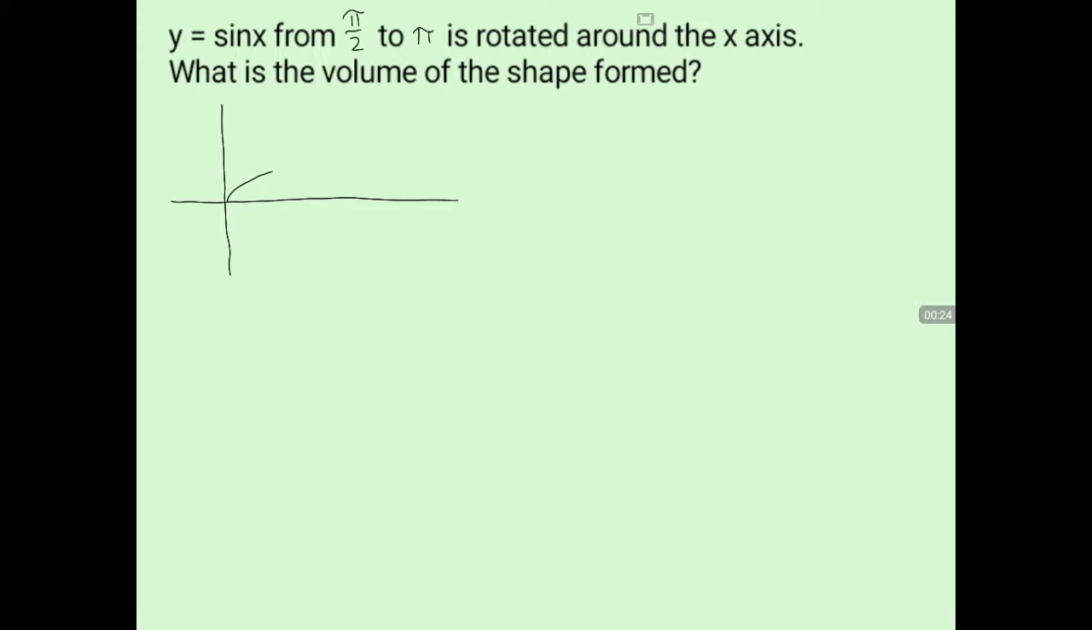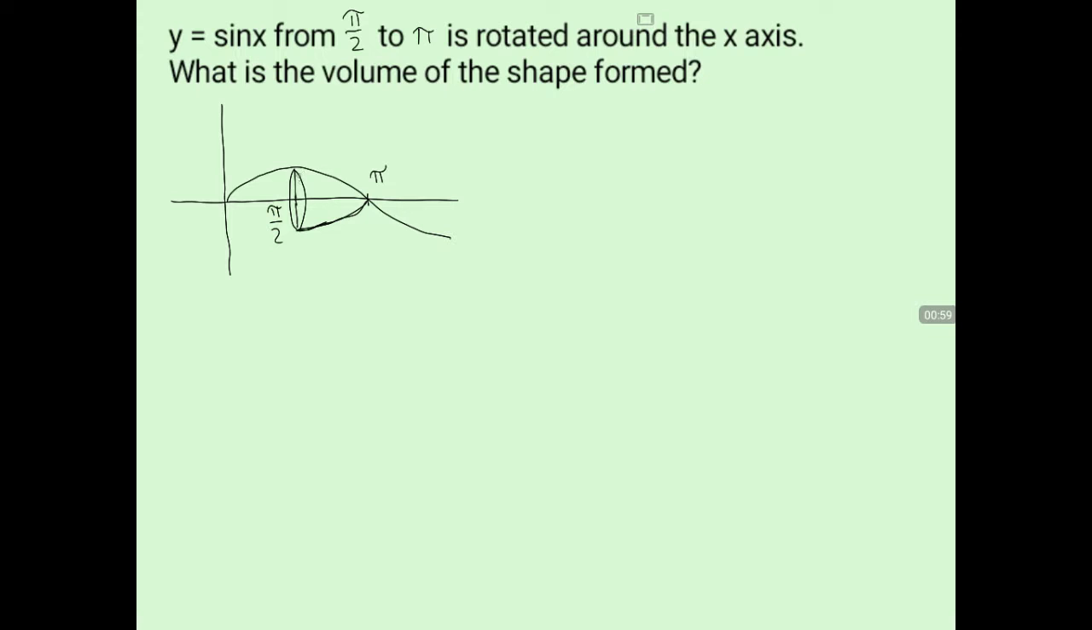So we have sine x goes from 0 to pi, so that should be good enough for now. This is pi, and this is pi over 2. So sine x from pi over 2 to pi is rotated around the x-axis. It should form some sort of shape like this. It'll look like a sort of plug-like shape. So we want to find the volume of this.